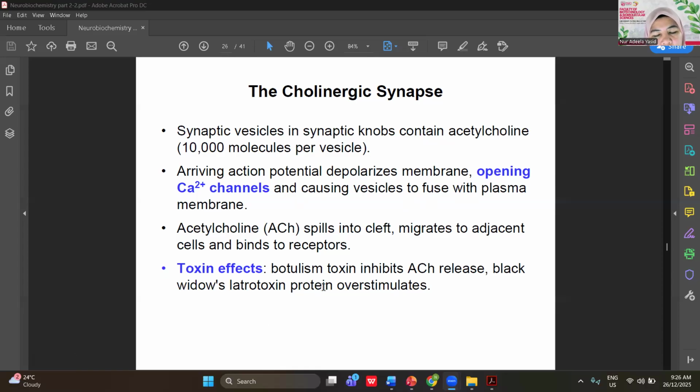What are the toxin effects? I'm sure you have heard about botulinum toxin. This is one toxin that can inhibit acetylcholine release, leading to muscle paralysis. Another toxin is latrotoxin from the black widow spider. It overstimulates acetylcholine release, causing excessive neurotransmitter.